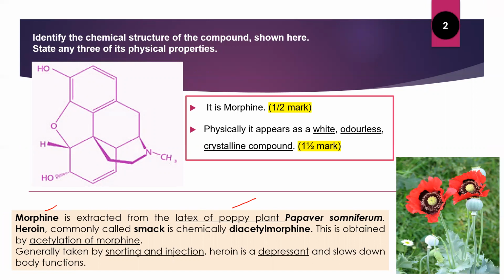Also, they ask about heroin. So what is heroin? Heroin is basically diacetyl morphine, and how is it prepared? It is basically prepared by acetylation of morphine. So you have a natural compound and you acetylate it and you get heroin. It is also known as smack. How is heroin taken? Heroin is basically taken by snorting and injection. Which class of substance does it belong to? It's a depressant. Please note that, right?